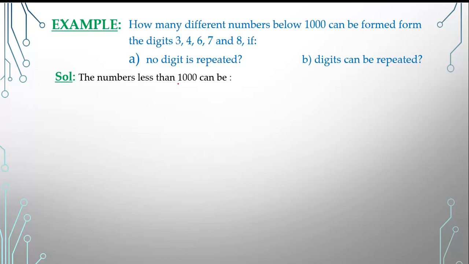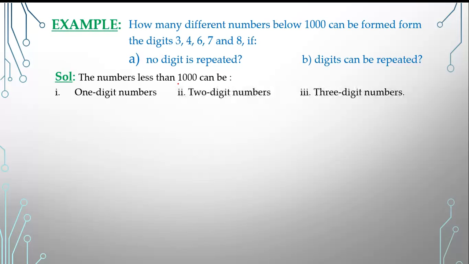So the first thing is that a number less than 1000 may be a 1-digit number, a 2-digit number, or a 3-digit number, right? Anyone from these, it may be this or this or this. So we have to take the total number of ways for all of these. So our first case is that no digit is repeated.